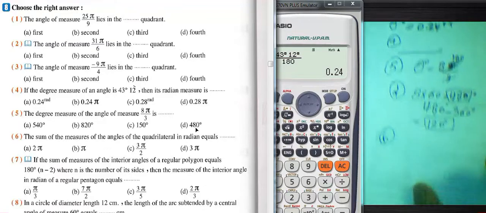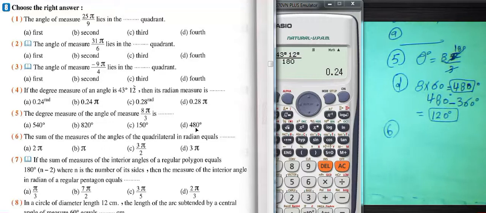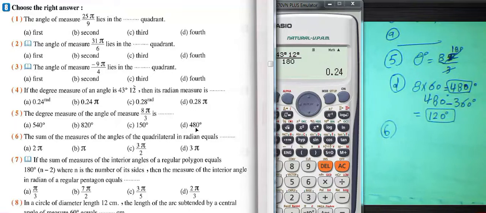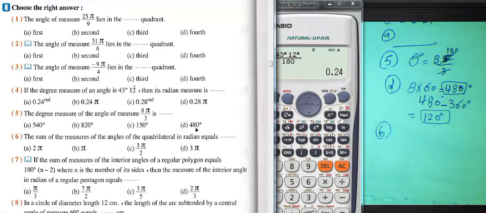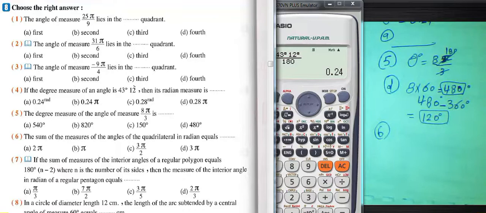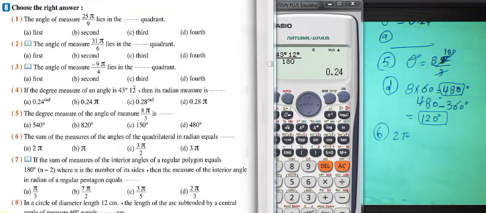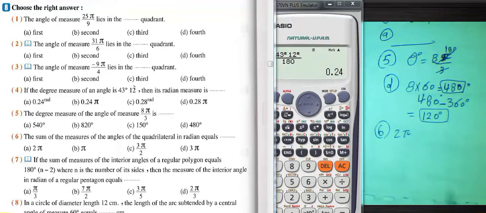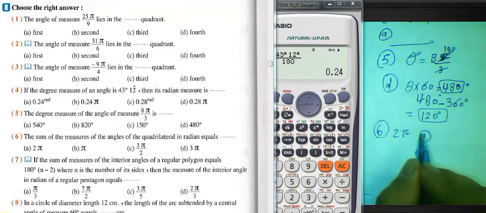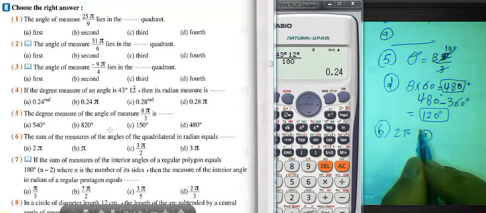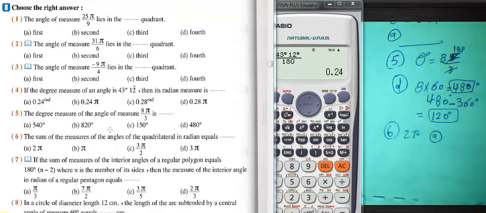Question number 6. The sum of measure of angles of a quadrant in radian equals space. Two pi, letter A. Question number 7. Look at here again. Question number 7.